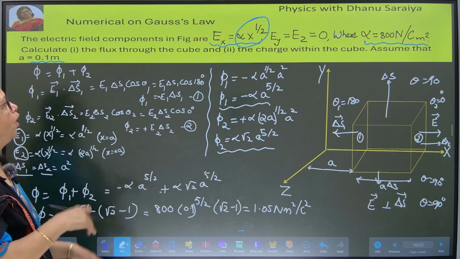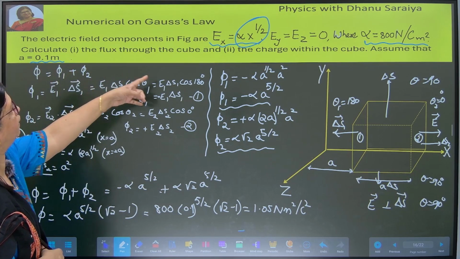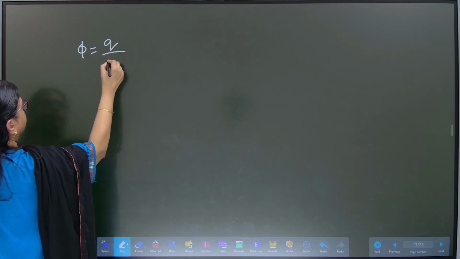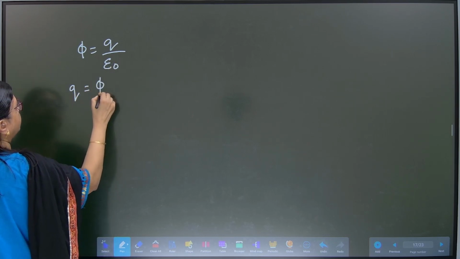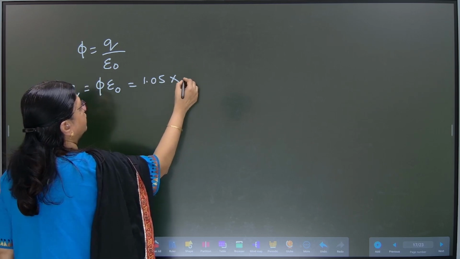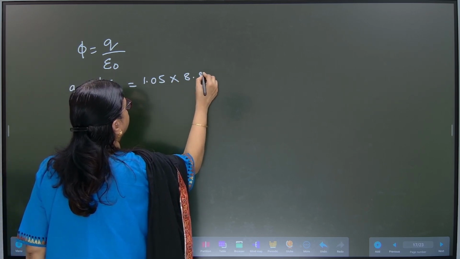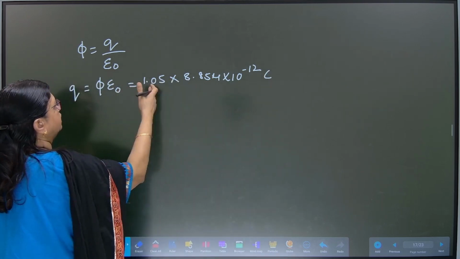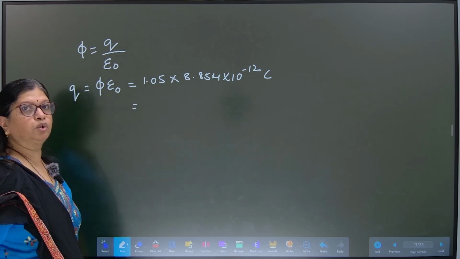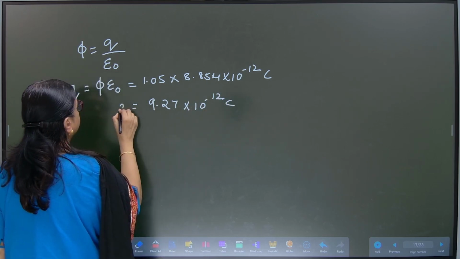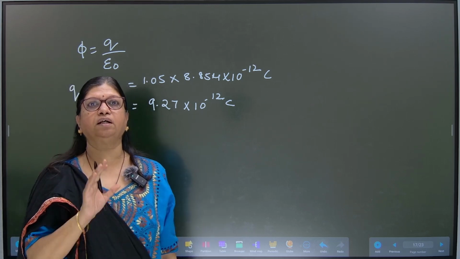There is one more part of this question, that is we have to find out the value of charge. For this again we go back to Gauss's law, in which flux phi is equal to Q upon epsilon naught. So Q is equal to phi into epsilon naught. My phi we just got is 1.05, multiplied by epsilon naught, which is 8.854 into 10 raised to minus 12. The units will cancel and we'll get coulombs, because it is charge. So that is equal to 9.27 into 10 raised to minus 12 coulombs. So Q is equal to that. This is what is asked in the question.